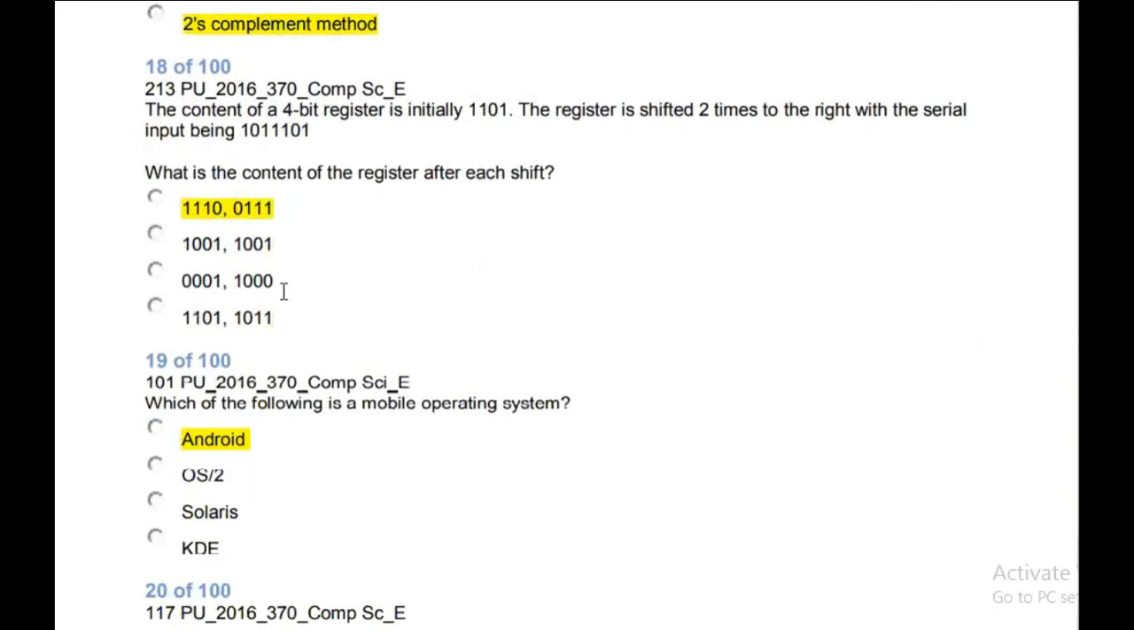Next, the content of a 4-bit register is initially 1101. The register is shifted 2 times to the right with the serial input being 101101. What is the content of the register after each shift? Option A is correct. 1110, 0111. Option A is correct.